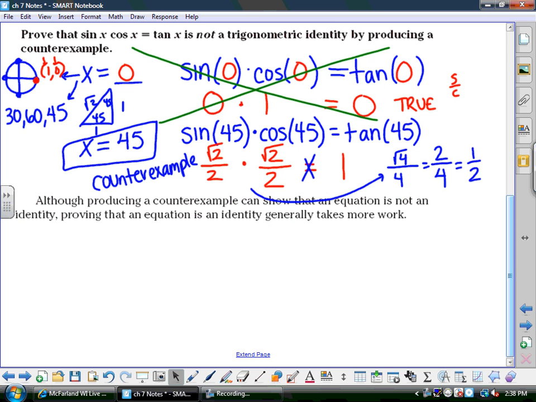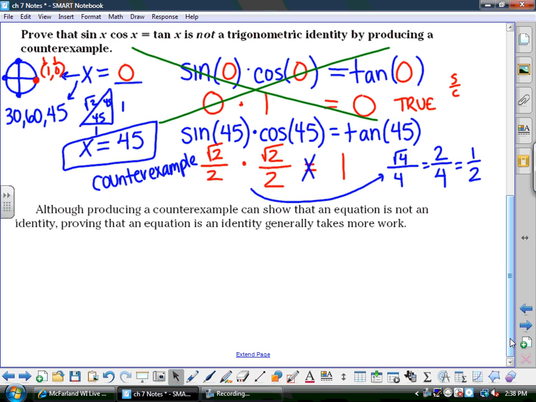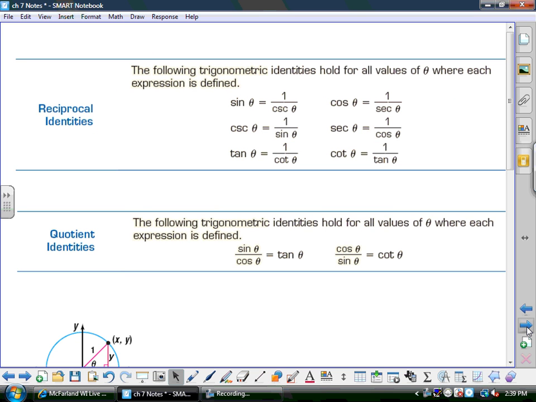Although producing a counterexample can show that an equation is not an identity, proving that an equation is an identity generally takes more work. That's where we're going to have to do the steps. And we're going to have to use things that we already know are true, like all of these reciprocal identities and the quotient identities. Take a minute and pause the video and make sure that you have all of these identities written down in your notes. These are things that are true, that we already know, that we can use when we're trying to prove things are identities.